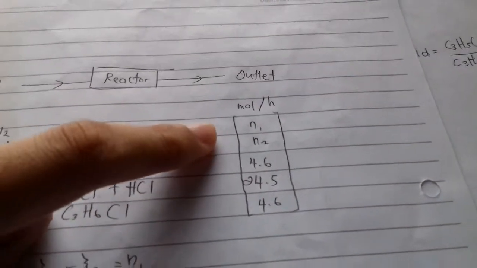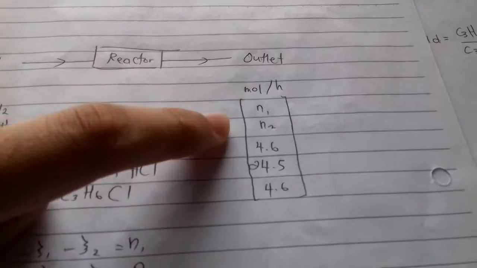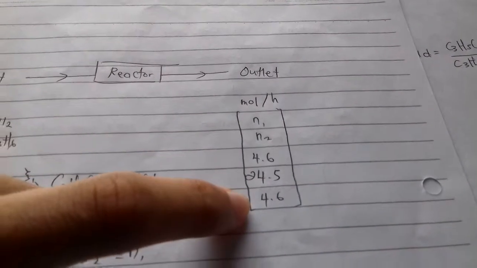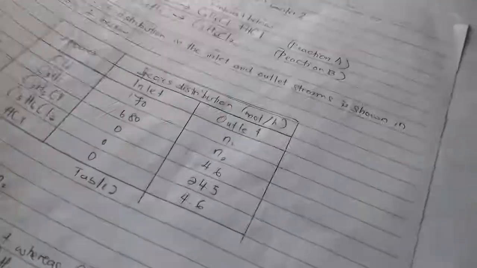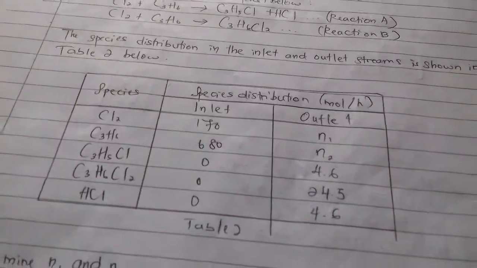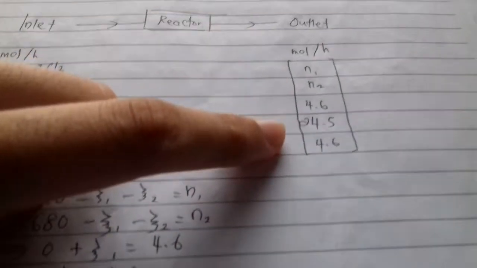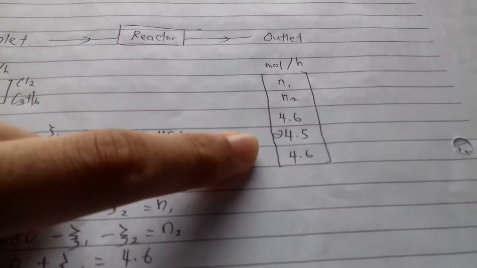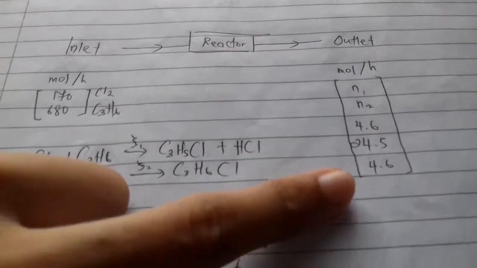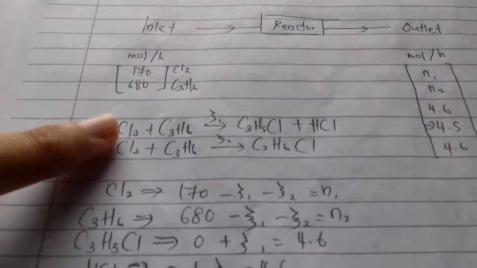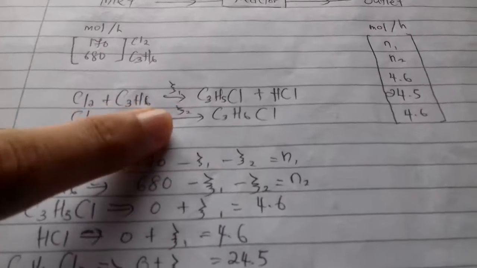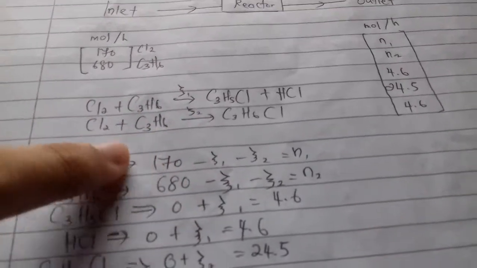So at the outlet, we have N1, N2, 4.6, 24.5, and 4.6: 4.6 of C3H5Cl, 24.5 of C3H6Cl2, and then 4.6 of HCl. And then we have the equation here. So I did the extent of reaction of the equation.